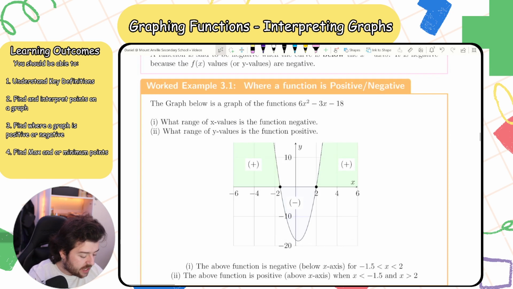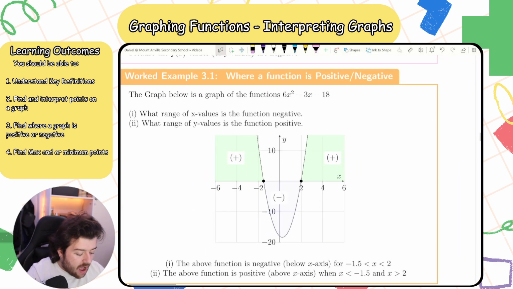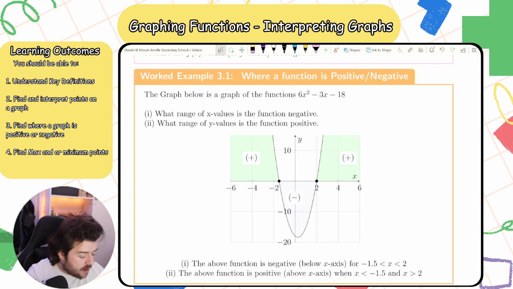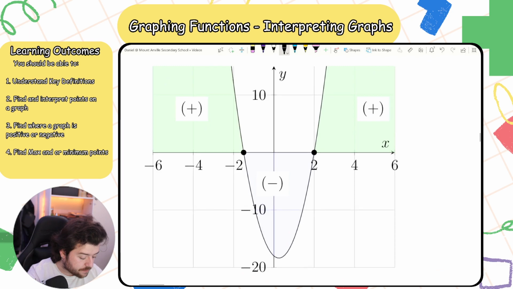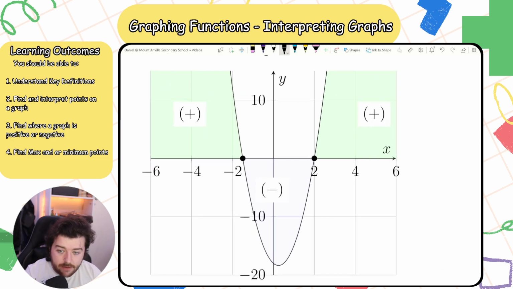So here's a function. The graph below is the graph of the function 6x squared minus 3x minus 18. What range of x values is the function negative? What range of x values is the function positive? I've already done this deliberately here. Here's the graph, and I marked in where it's positive and negative.